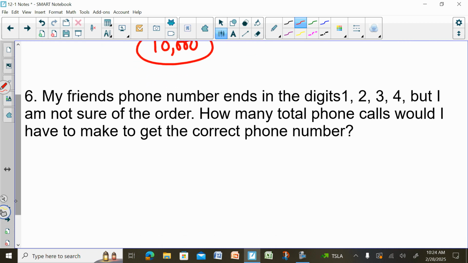Okay, my friend's phone number ends in the digits 1, 2, 3, 4. Okay, so now I know it has these digits, but I'm not sure the right order. How many total phone calls would I have to make to get the correct phone number? So we're talking about the last 4 digits again. So maybe it is that order, 1, 2, 3, 4, but this is dependent, and it's dependent because I know that those 4 exist. So this first one could be 1, 2, 3, or 4, right? So there's 4 choices.